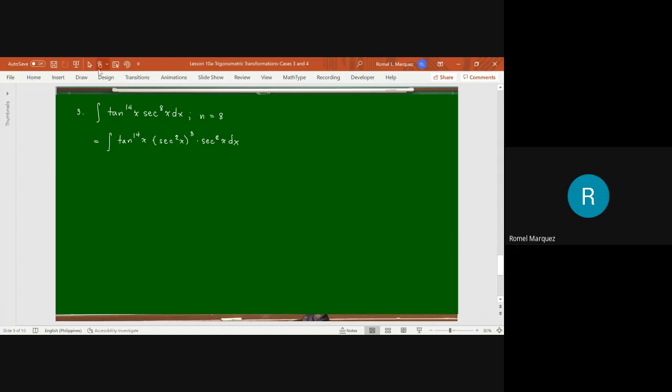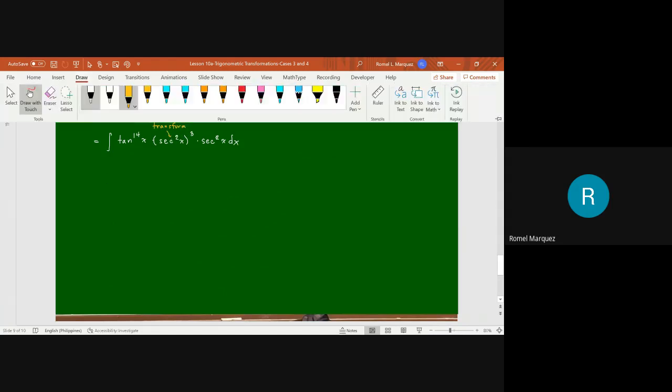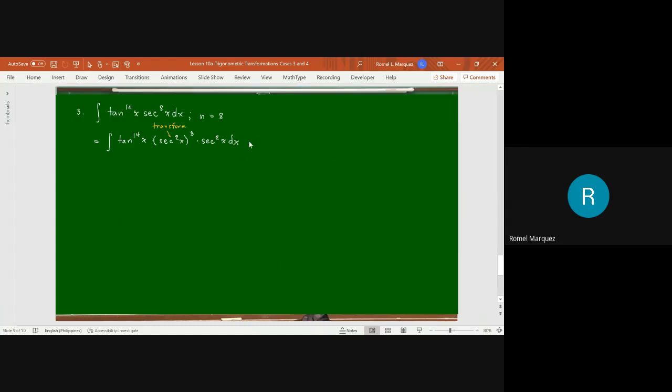And then we need to transform this. Okay, transform this one. So transform. Oh, you know now the transformation, right? So the integral of tangent to the 14 x, then 1 plus tangent squared x, quantity to the third, secant squared x dx.